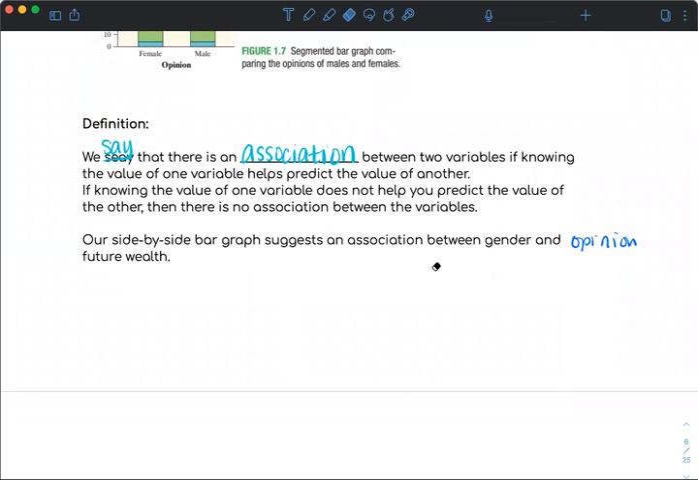There's one more definition from 1.1 that we need to talk about. We say that there's an association between two variables if knowing the value of one variable helps predict the value of another. And if knowing the value of one variable does not help you predict the value of another, then there's no association between the variables. So an example would be that there's an association between the sugar count in food and the number of calories.